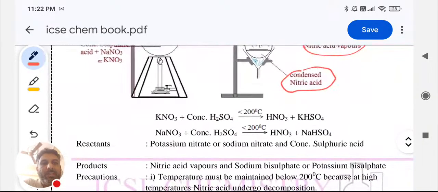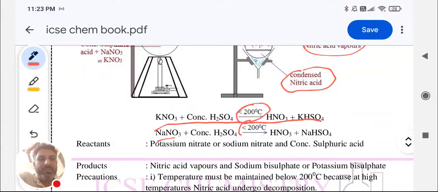And this is the reaction which is taking place in this process, that is potassium nitrate plus concentrated sulfuric acid, or you may take sodium nitrate plus concentrated sulfuric acid. And here we have to use a temperature which is less than 200 degrees Celsius, the reason is the same as in the case of HCl.